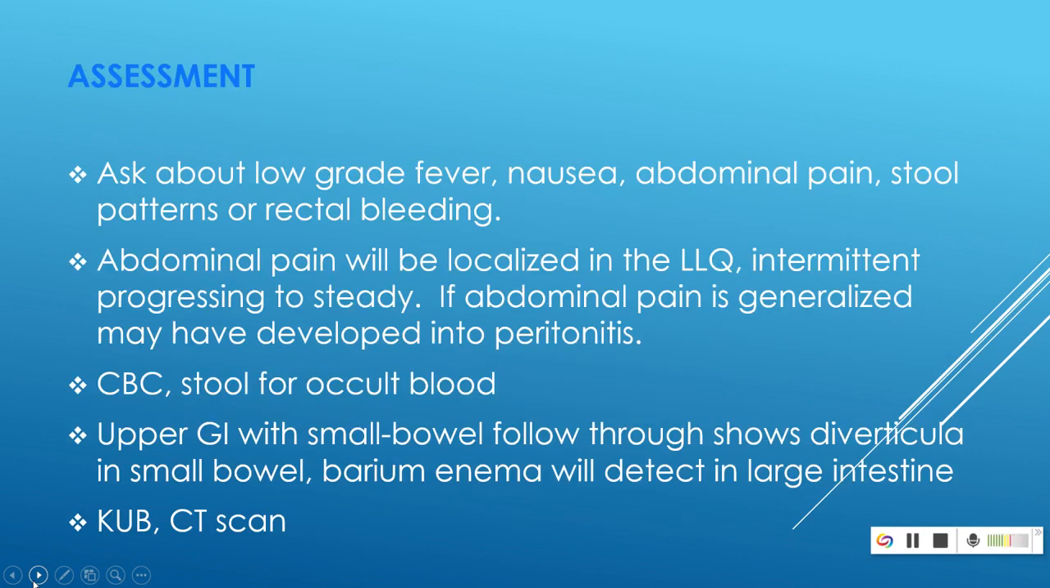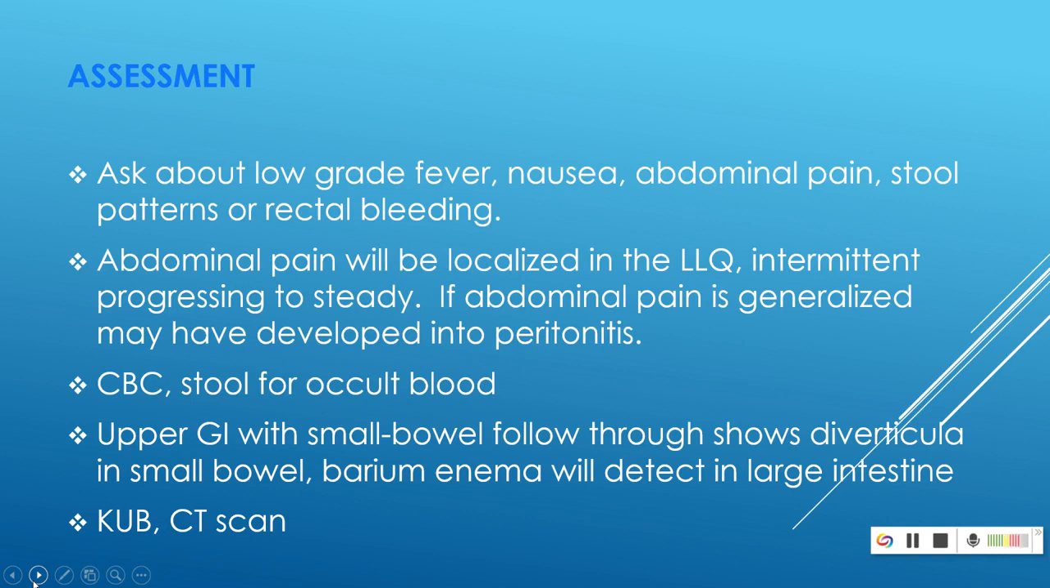Assessment. We're going to ask them about a low-grade fever. Why? It's an inflammatory process. Nausea, abdominal pain. The abdominal pain will be over in the left lower quadrant. Need to know about their stool patterns. Have they been having frequent diarrhea stools, or have they been having trouble having a bowel movement? Are they constipated? Or they could even have some rectal bleeding.